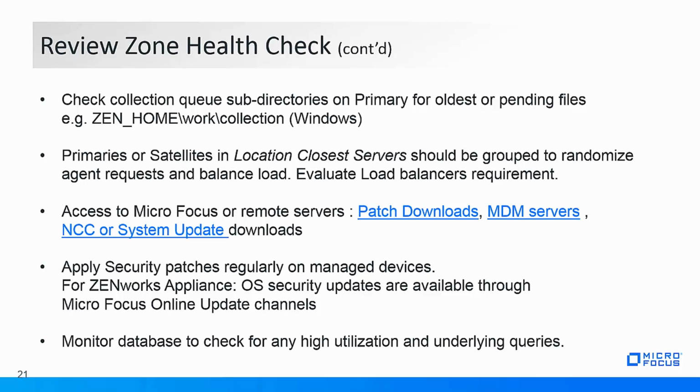Be aware of location and closest servers. Make sure that they're grouped into randomized agent requests to balance if you have multiple servers in the zone. That way one server is not getting hit hard and getting busy because of too many agents talking to the same server. So do group them. Documentation will specify if there is any load balancing requirement for your environment, like for any other switches.